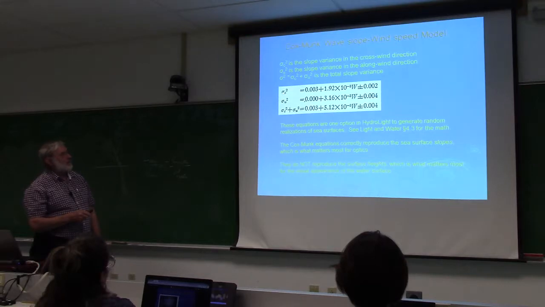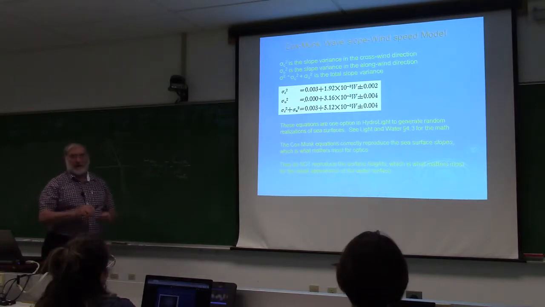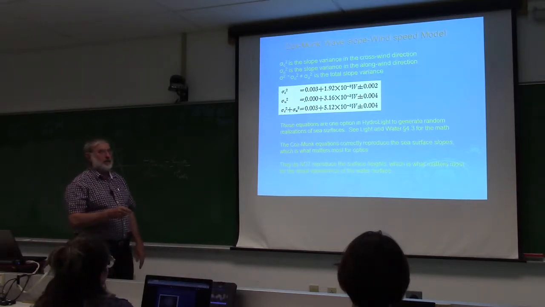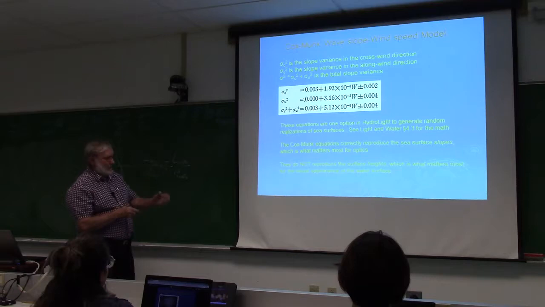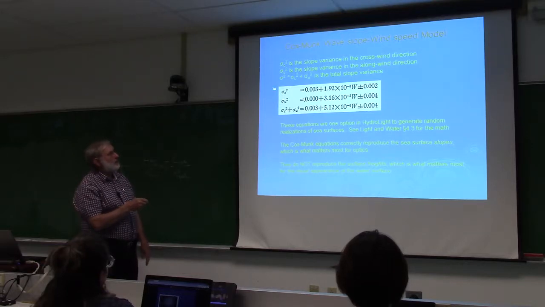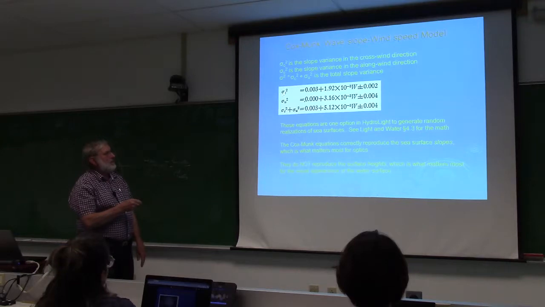The variance of the crosswind slopes is given by this little formula, and you plug in the wind speed in meters per second at, quote, anemometer height, which is usually taken to be 10 meters or 40 feet, or sorry, 12.5 meters or 40 feet. So they have an equation for the variance of the crosswind slopes and the variance of the upwind, downwind, or alongwind slopes, and then there's the total variance. So very simple little formulas that give you the variance.